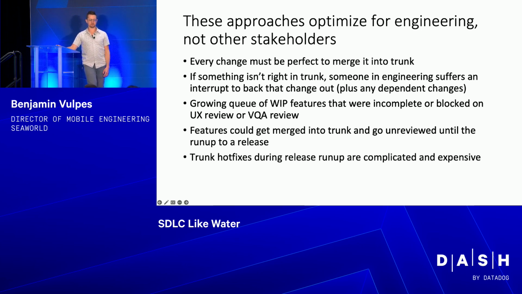Pre-gamed this one, but trunk hotfixes during a release run-up are complicated and expensive. If you've got your release candidate and a bunch of other merges after it, and you want to hotfix your release candidate, you're in a situation where you either have to push a build outside of CD, or you have to pull in everything that's been merged since you picked your release candidate, or you push everything out of trunk that's been merged since you cut that build.